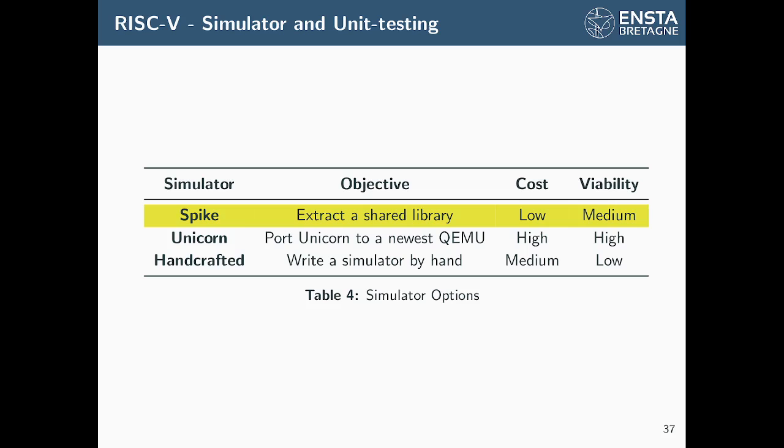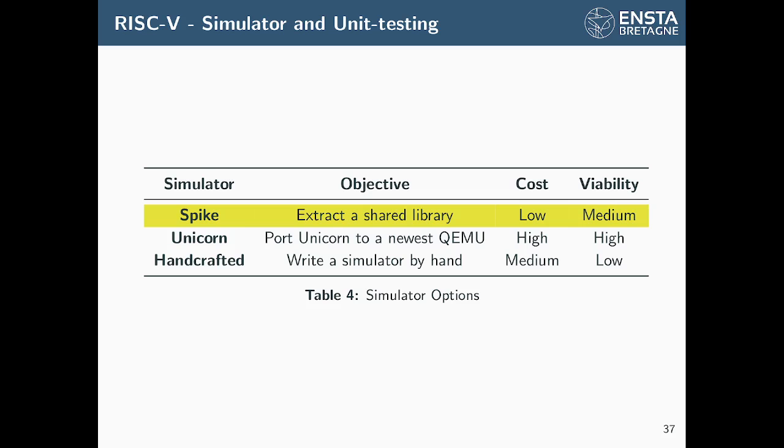But it can be a pain to maintain in the long run. On the other hand, Unicorn: if we port Unicorn to the newest QEMU that supports RISC-V, the development cost and maintainability is very high because you'd have to basically rewrite Unicorn. But you would get long-run viability that's very high as well, because it could be maintained by a community.